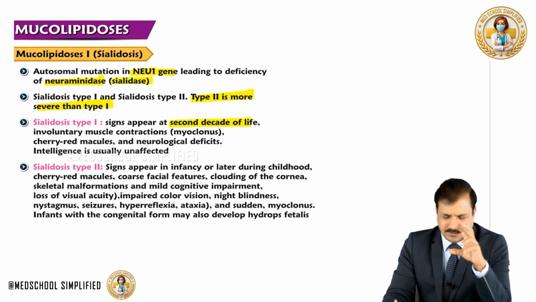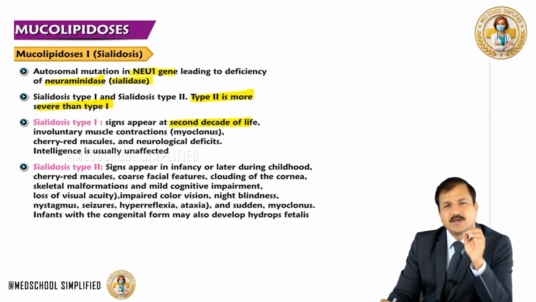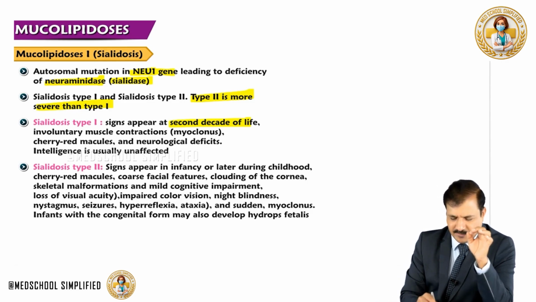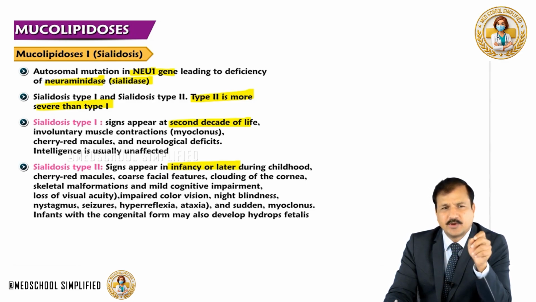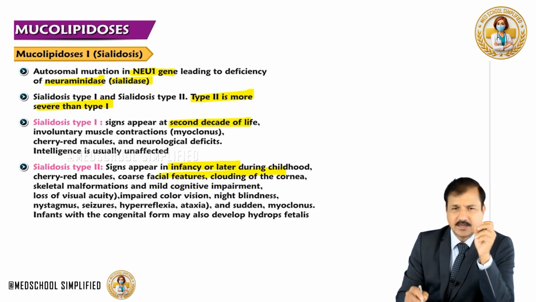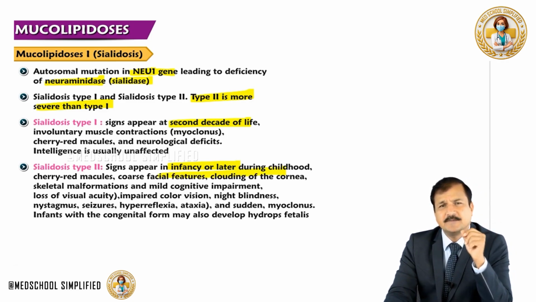Whereas in sialidosis type 2, the signs and symptoms appear in infancy or later during childhood. That means the age of onset of sialidosis type 2 is much earlier than type 1. Cherry red macula is seen, along with coarse facial features like gum hyperplasia, protrusion of the tongue, depressed nasal bridge, frontal bossing, averted ears, short neck. This type of facial features can be seen along with the clouding of cornea. Note that, the clouding of cornea we have also seen in the mucopolysaccharidoses lecture.